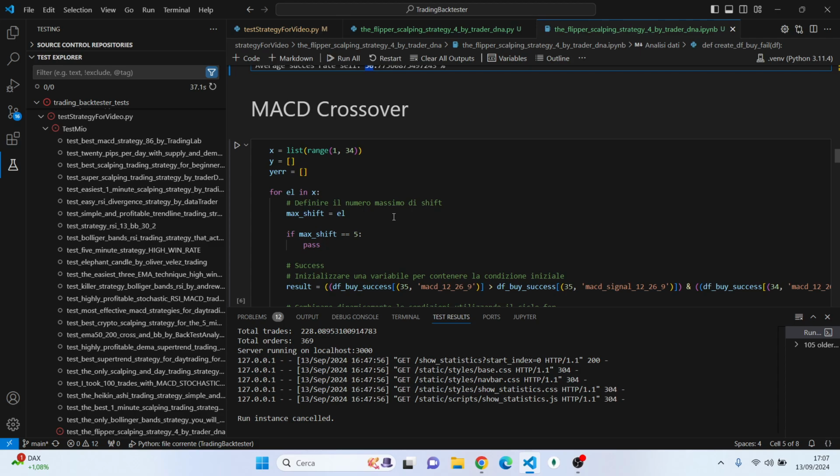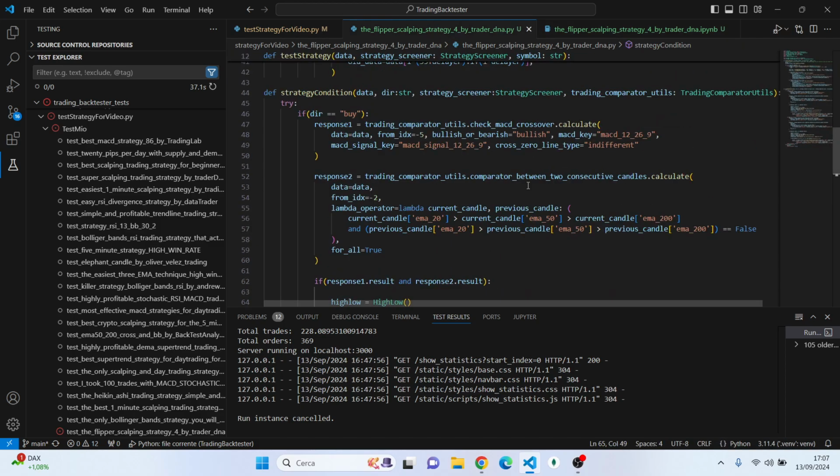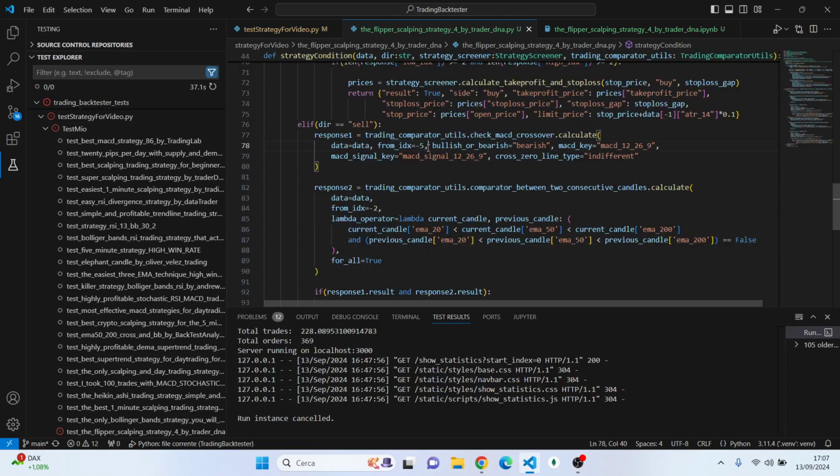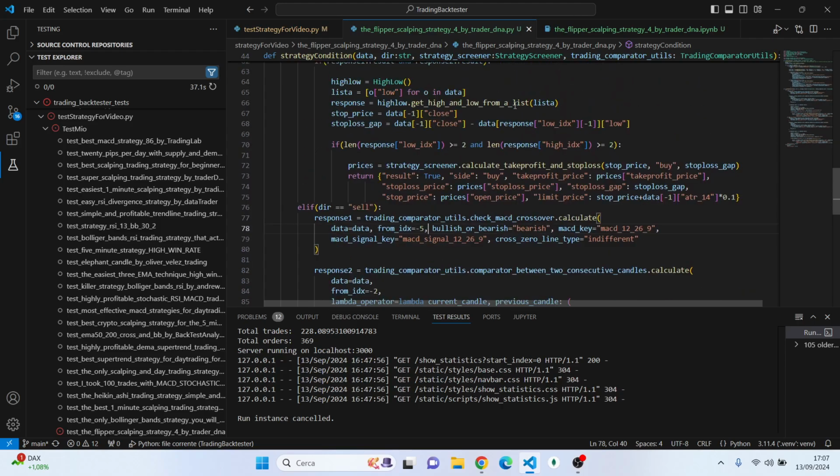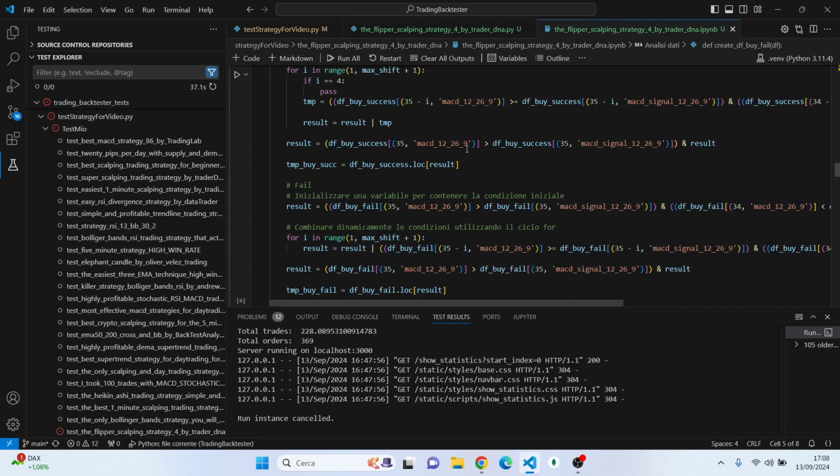But the most important filter that I added today to improve the strategy is to check for a MACD crossover. I have already searched for a MACD crossover, but I searched for it in the last 5 candles because it didn't mention an interval in which you have to check for it. So I chose the 5, both for bearish and bullish. But let's try to change the interval.